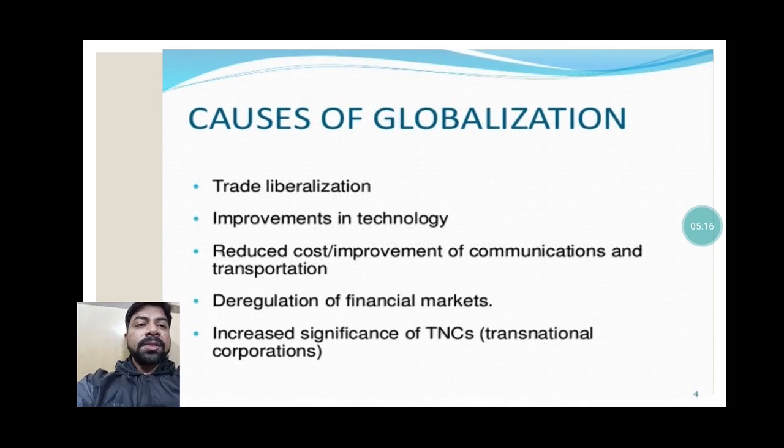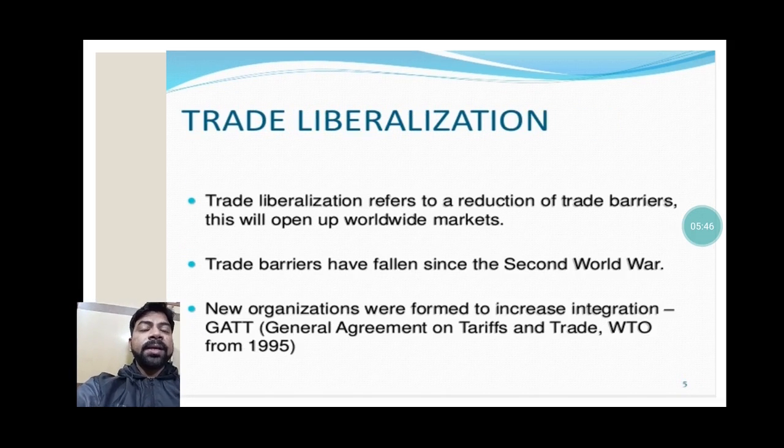Now just see the causes of globalization. They are trade liberalization, improvement in technology, reduced cost and improvements of communications and transportation, deregulation of financial markets, and increased significance of TNCs, that is transnational corporations, or you can say MNCs also. These are the causes of globalization. One by one we will see what they mean.